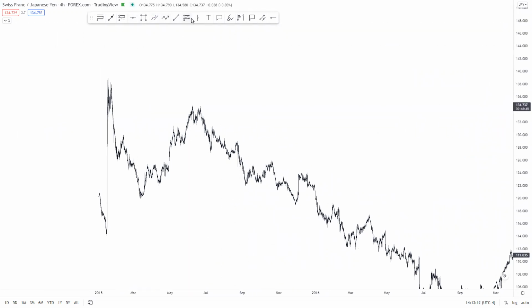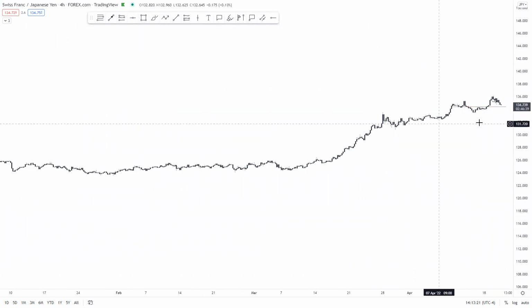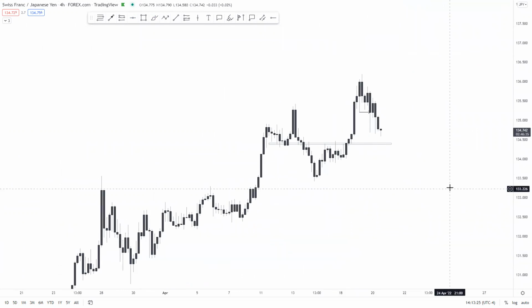Probably swept out these highs. I'll put a line here because price doesn't move randomly, guys. Like it always is doing something. So yeah, it swept out these highs, but it went even higher than that. But anyway, we had a break of structure. I want to see a pullback into here.